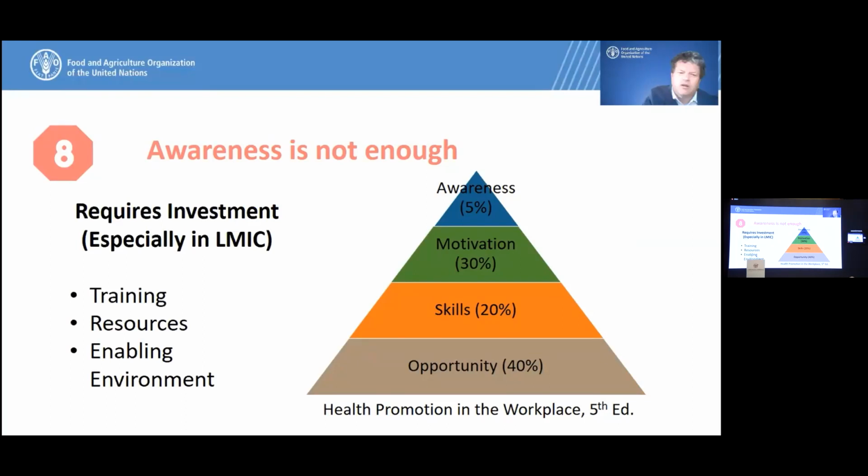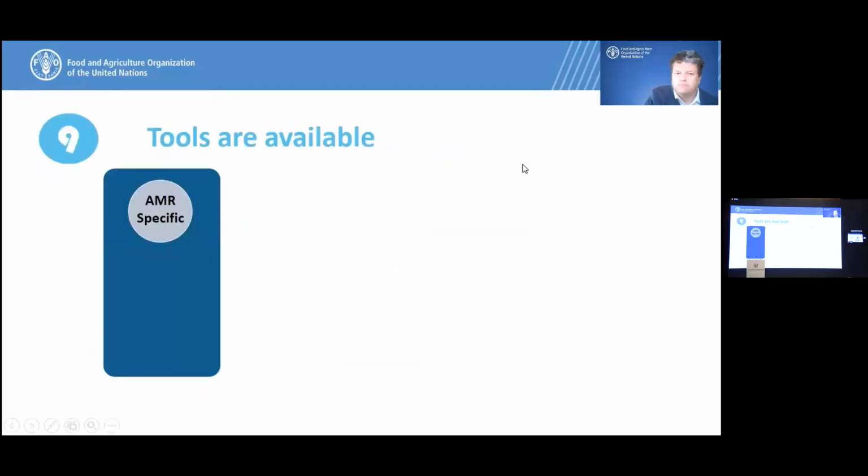For example, this requires investment, especially in low and middle income countries, LMICs. We need training and education to raise awareness and promote motivation. We also need to give them the skill set. But we really need to build that enabling environment with resources so that they have the tools to do something to make a change for the better.